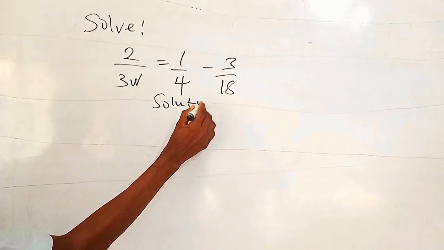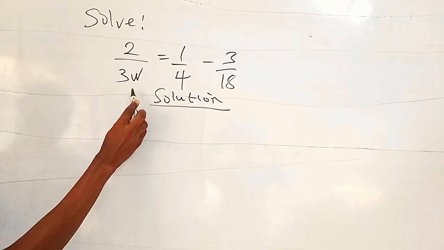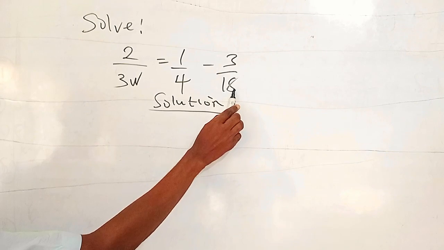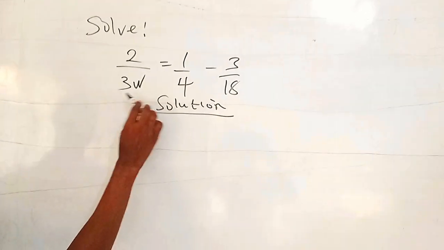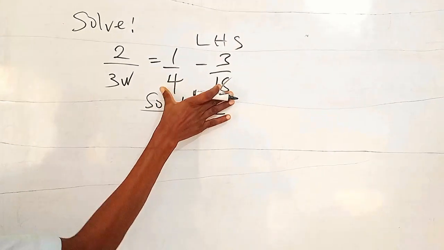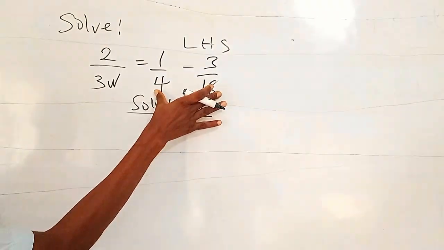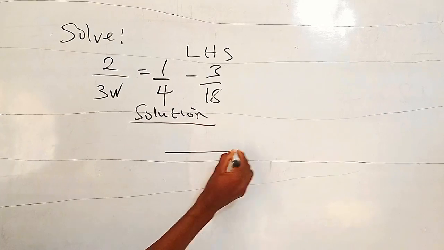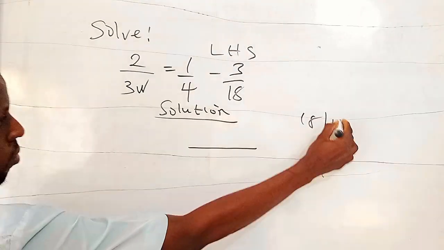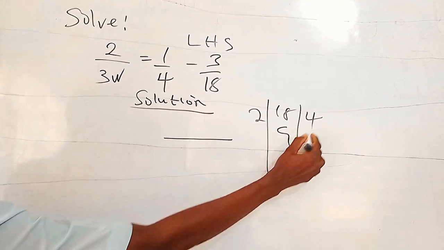So we have to solve this fraction. Solution. When we observe the denominators, we have 3w, we have 4, we have 18. So we can easily work on the left hand side of the equation first. The LCM of 18 and 4, we look for the LCM.